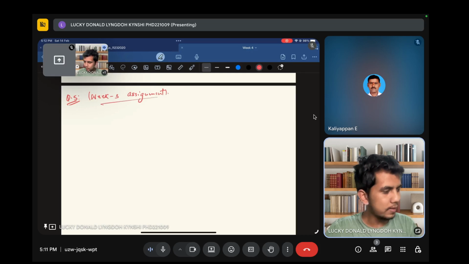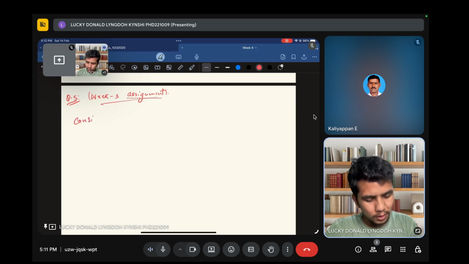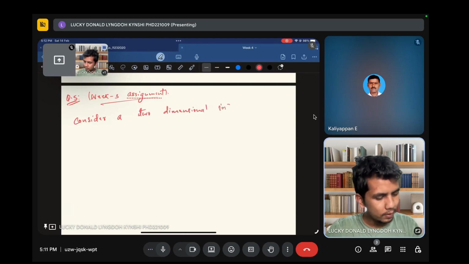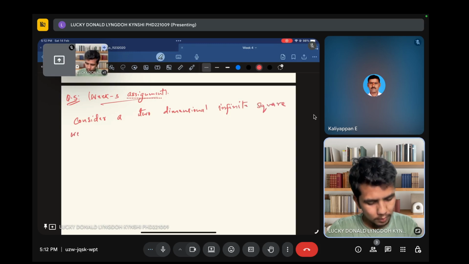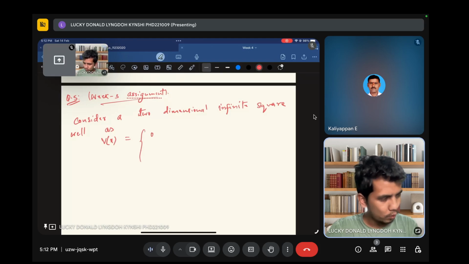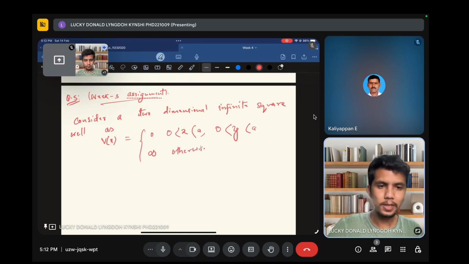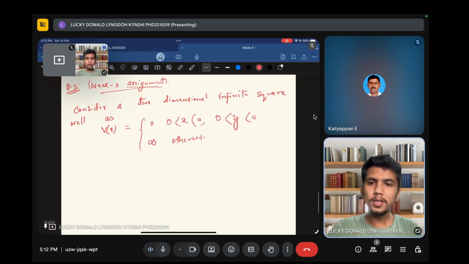Okay, so what it says is, consider a two-dimensional infinite square well, with V of x, y equal to 0 for x between 0 and a, and y also between 0 and a, and infinity otherwise. So this problem we have seen last class. This is an infinite potential well, and if there is no perturbation, then you can easily solve it.